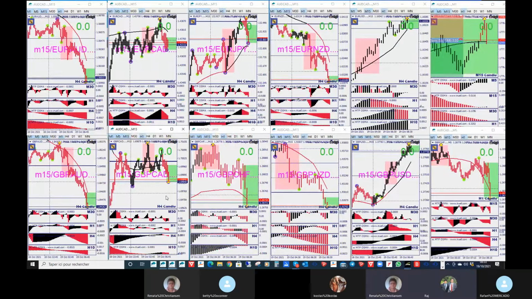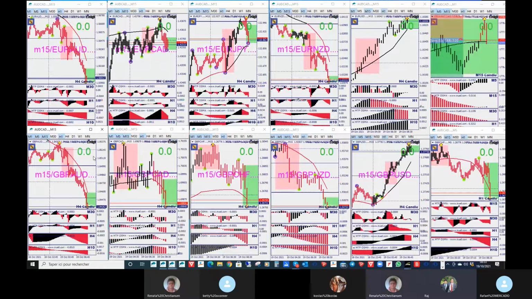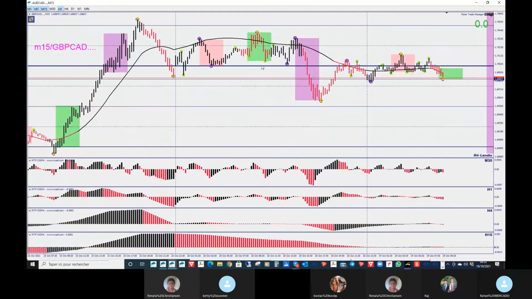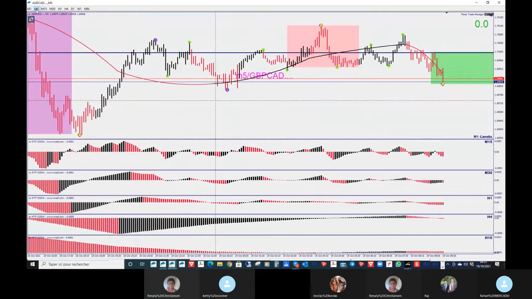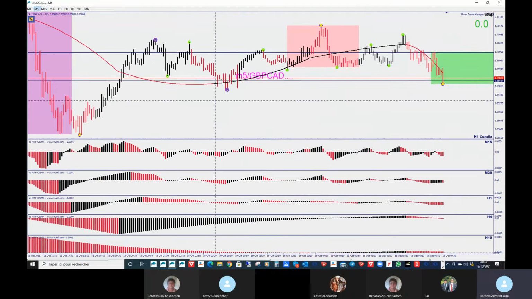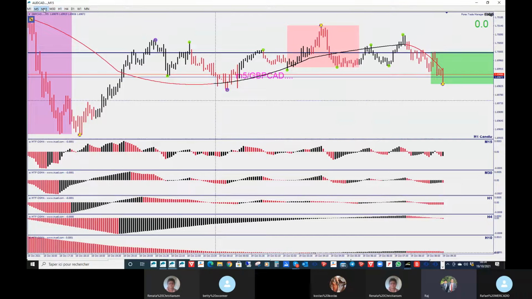Only have a pip at risk. Pound CAD has a 16. Pound CAD, what about it? Yeah, I'm waiting for the opening of London, but it has a sync. It's got an entry right now on the 15 at least.